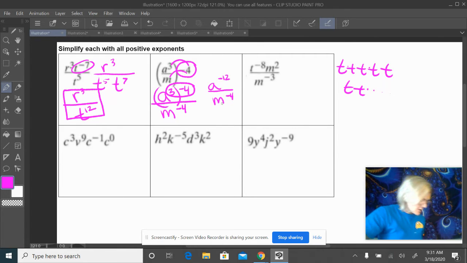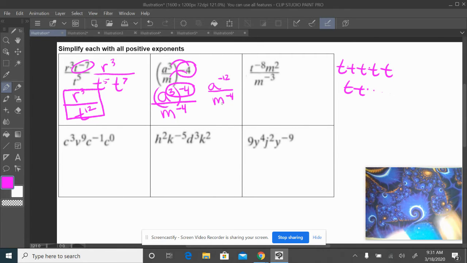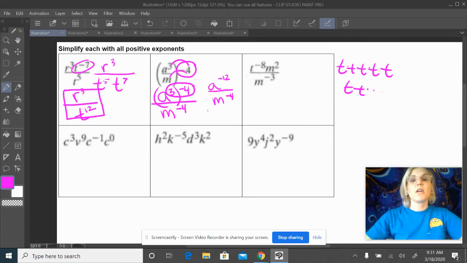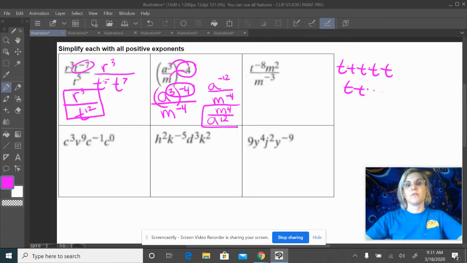Just like we said, when I have negative exponents, I'm going to make them positive. So when a to the negative 12 goes to the bottom, now it's positive. And similarly, I can do m to the power of positive 4 and stick it on the top. So that's my final answer. Because the bases are different, I can't combine those at all.